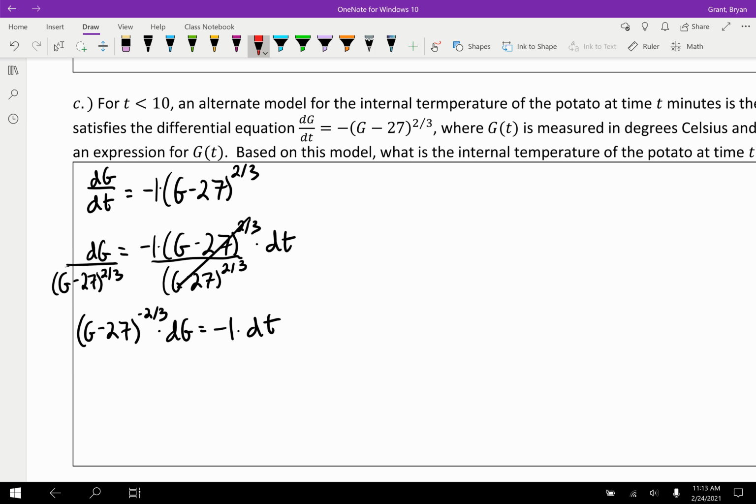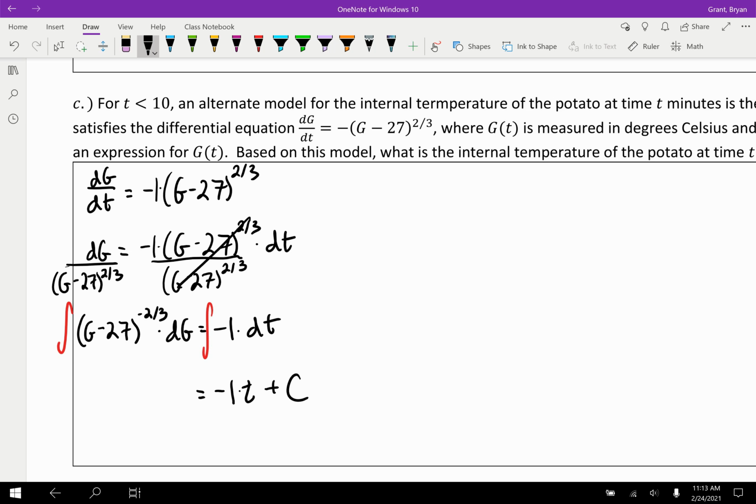So what do we do from here? I'm just going to slip in that integral symbol, and we'll find our antiderivative. I think the antiderivative of the right side isn't bad at all, right? With respect to t, the antiderivative is negative 1t, because the derivative of negative 1t is negative 1, not forgetting the plus c, right? Our variable matches that d whatever.